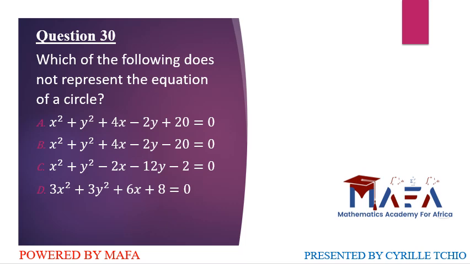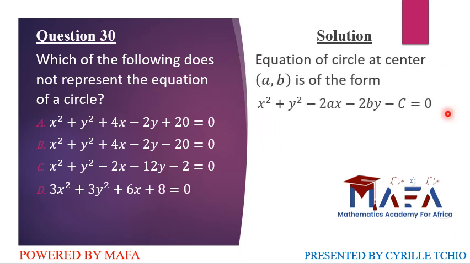And the formula, let us discover it together. No, you are the ones discovering, because me, I did it already. So the equation of a circle at center (A, B) is of the form x squared plus y squared minus 2ax minus 2by minus c is equal to 0. (A, B) is the center. So A is the x coordinate of the center and B is the y coordinate of the center. And then what is C?